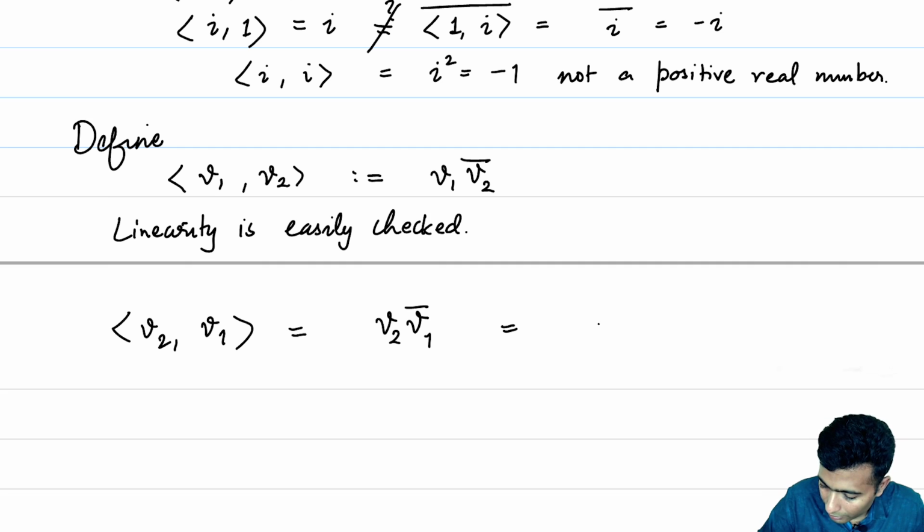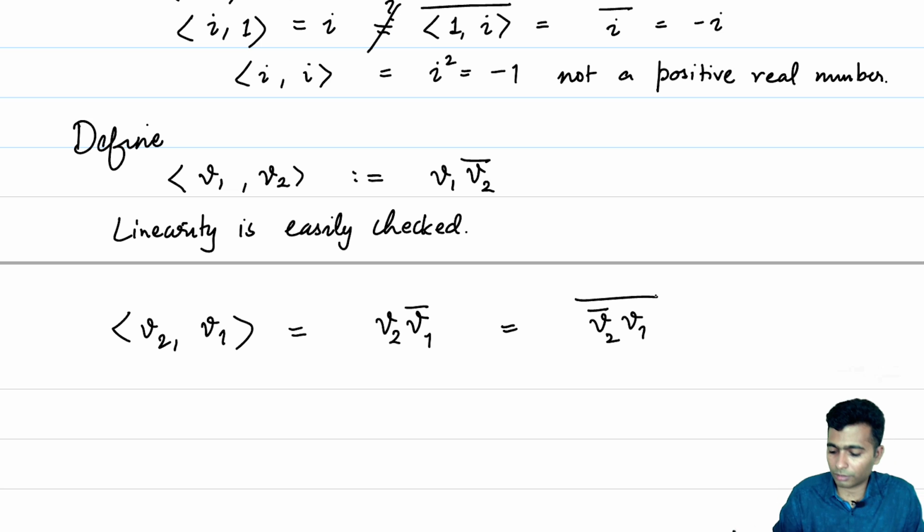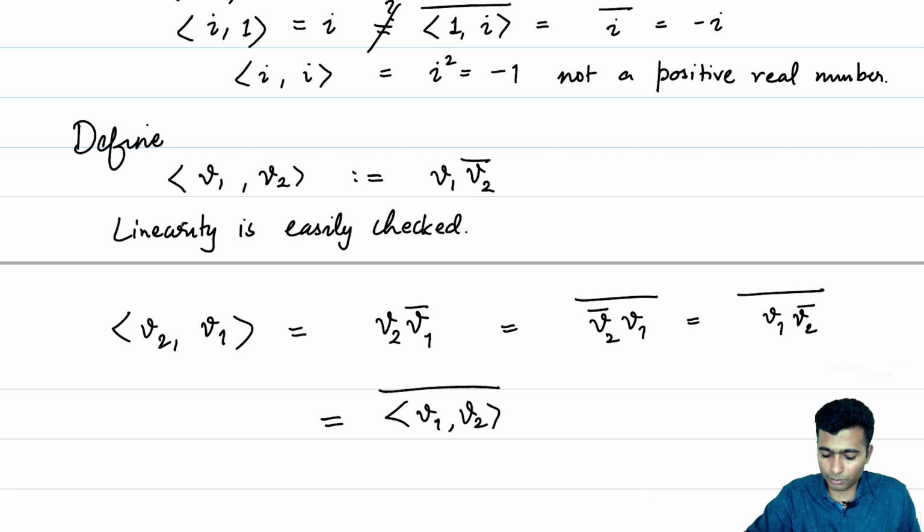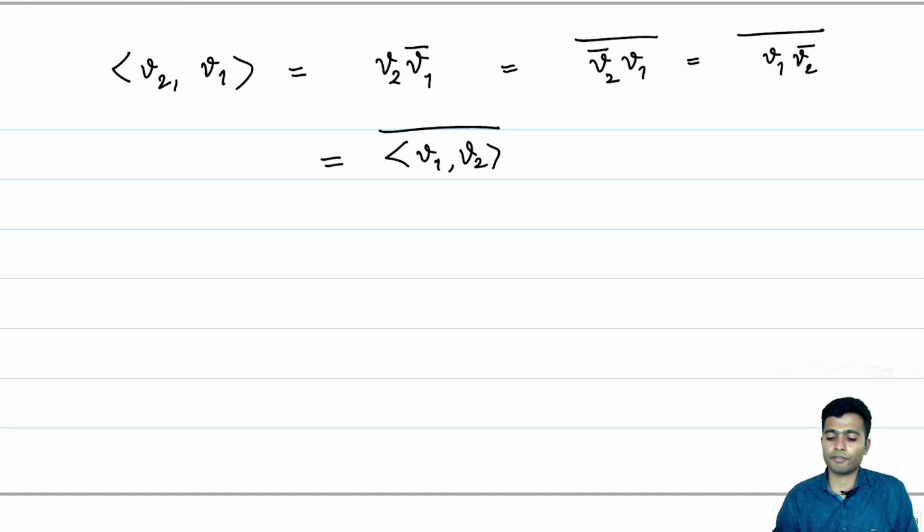So maybe I should write it carefully. This is going to be v2 bar v1, the whole bar. If you carefully observe, that is precisely what the conjugate means. And what is this? This is nothing but the inner product of v1 and v2, conjugated. Let me write one more step. This is v1 times v2 bar, the whole bar, which is equal to the conjugate of the inner product of v1 and v2, and therefore the inner product of v2 and v1 is the conjugate of the inner product of v1 and v2. So yes, that is getting satisfied.